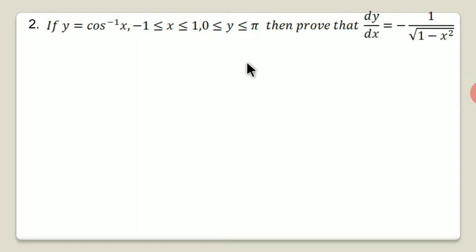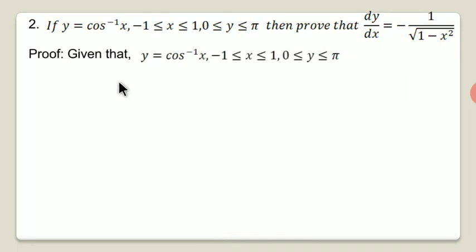Now see the second. If y is equal to cos inverse x, minus 1 less than or equal to x less than or equal to 1, 0 less than or equal to y less than or equal to pi, then prove that dy by dx is equal to minus 1 upon square root of 1 minus x square. Again in the proof, consider the given information: y is equal to cos inverse x, minus 1 less than or equal to x less than or equal to 1, and 0 less than or equal to y less than or equal to pi. Now as y is equal to cos inverse x, we get x is equal to cos y.